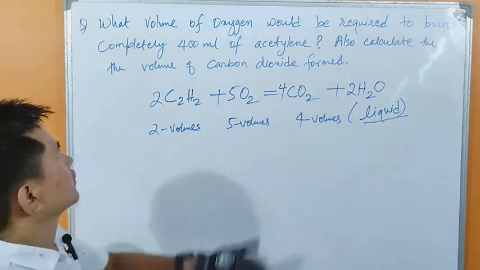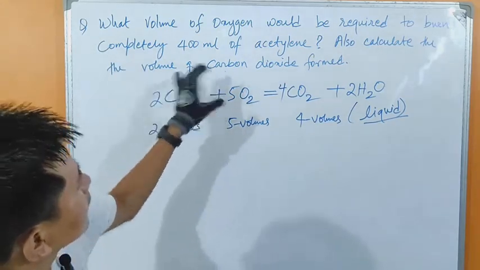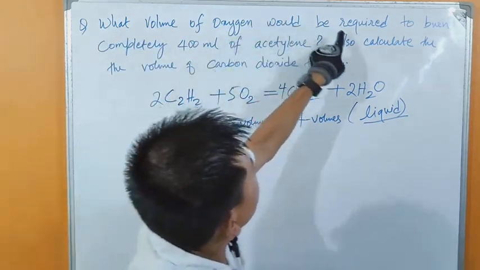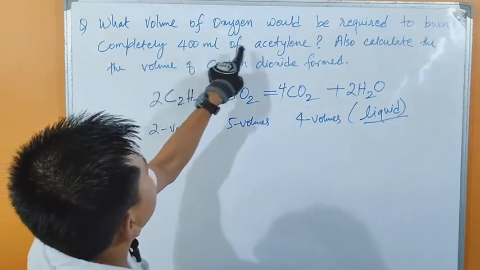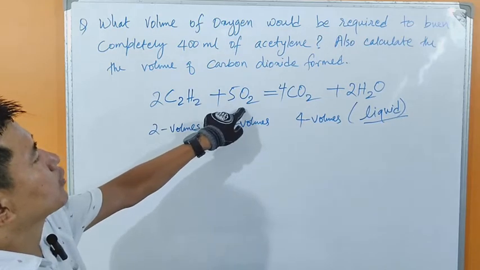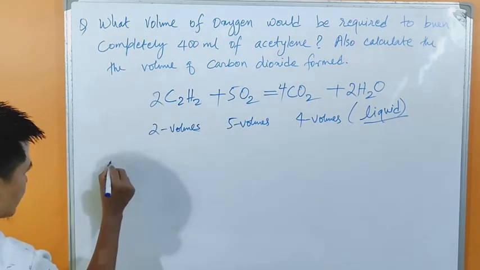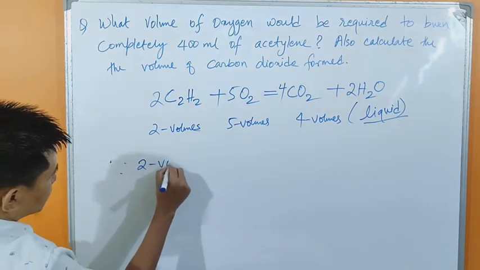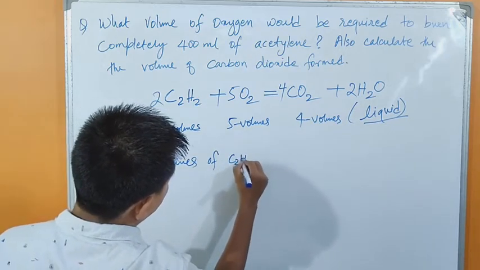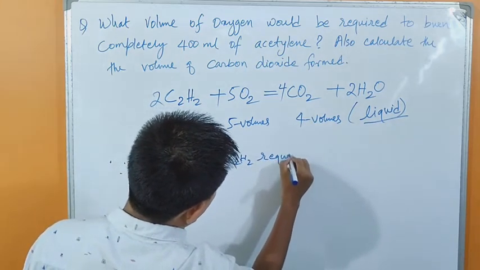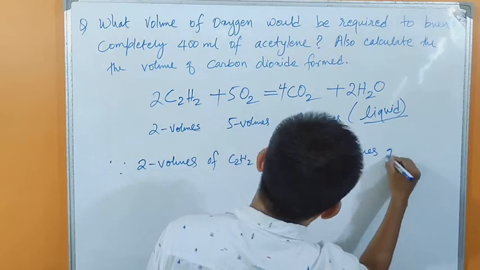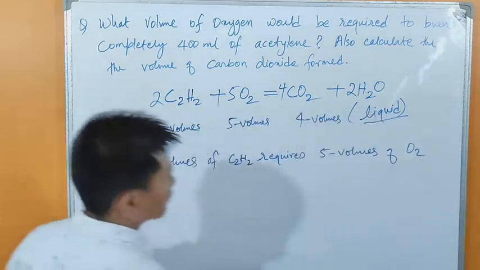Okay, we got this. Now first let us find the volume of oxygen. What volume of oxygen would be required to burn completely 400 ml of acetylene? How much ml of acetylene is given? 400. And we are asked to find the volume of oxygen required, isn't it? Since 2 volumes of acetylene requires 5 volumes of O2.